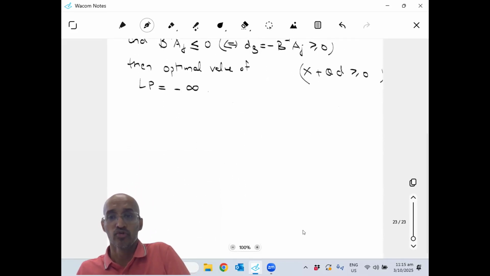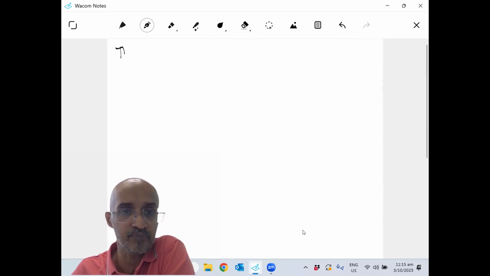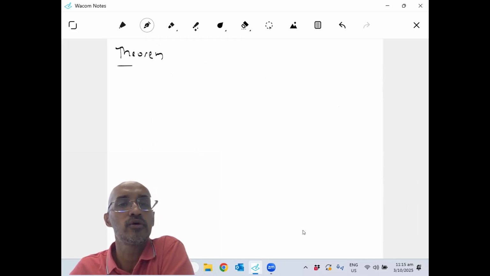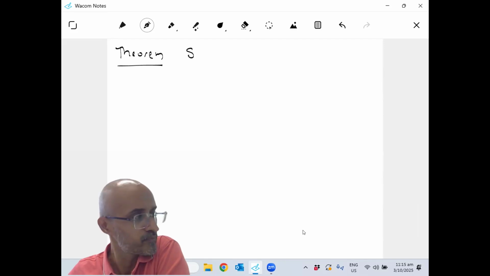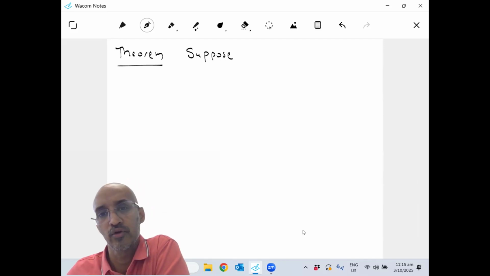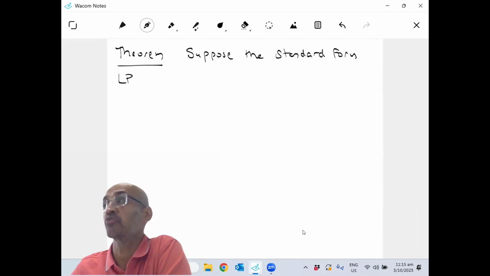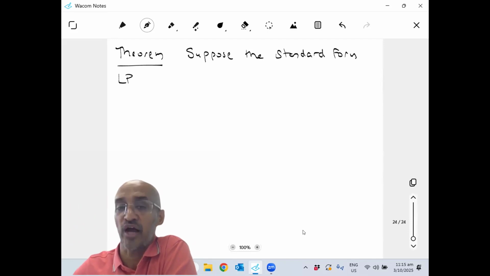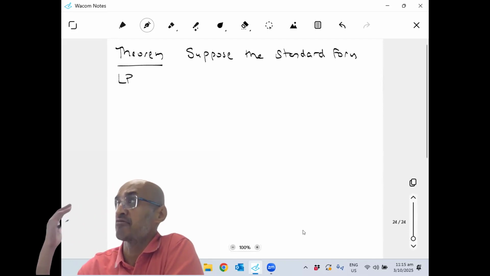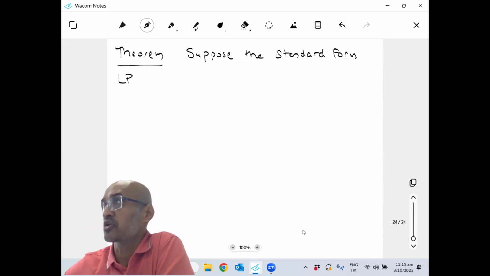So let's go to a theorem now about convergence. This theorem is about convergence of the simplex method. So I want to start by talking about the convergence of simplex. We need some assumptions for the start. We won't do the complete proof for general convergence. I'll tell you what the issues are, but at least this one is easy to understand.